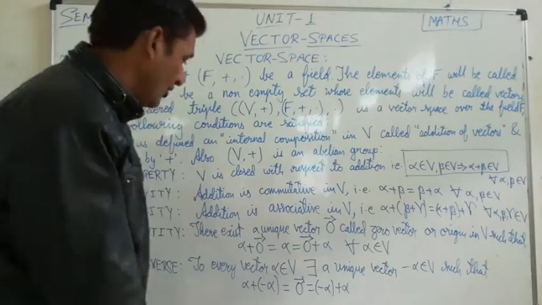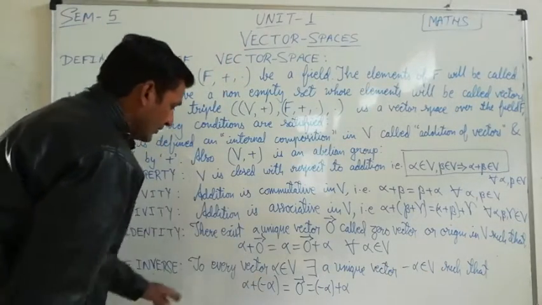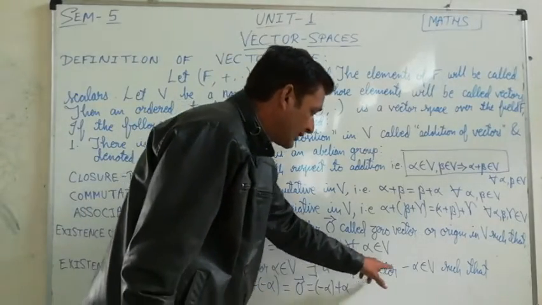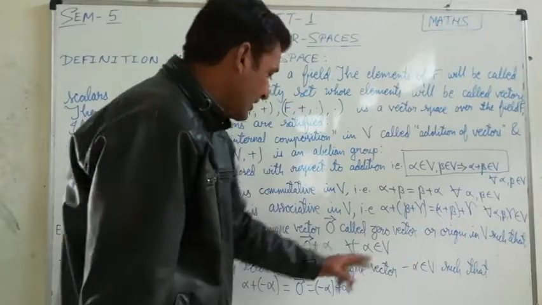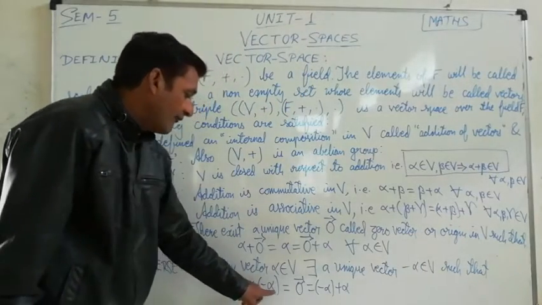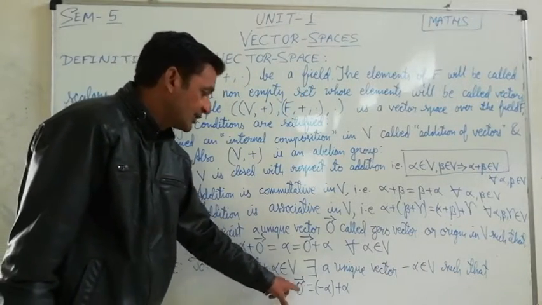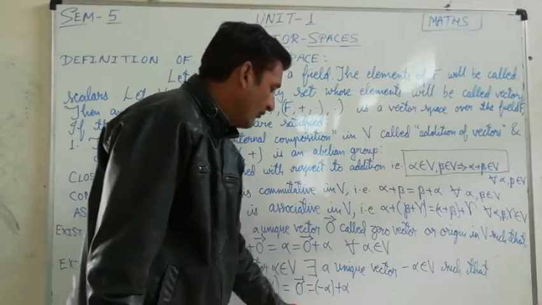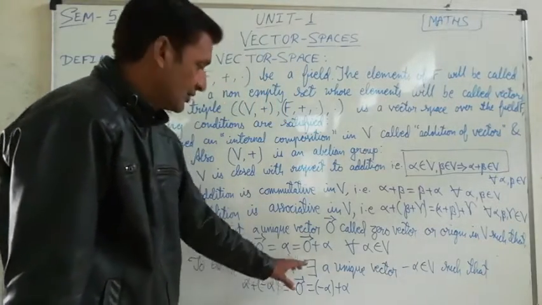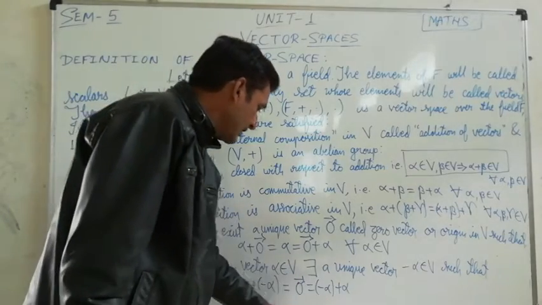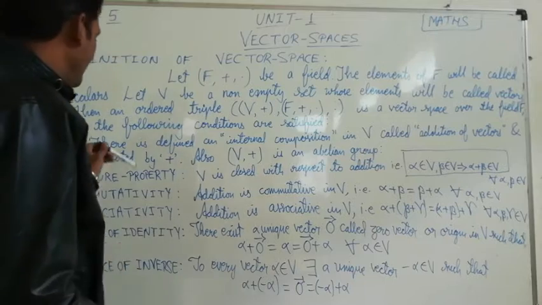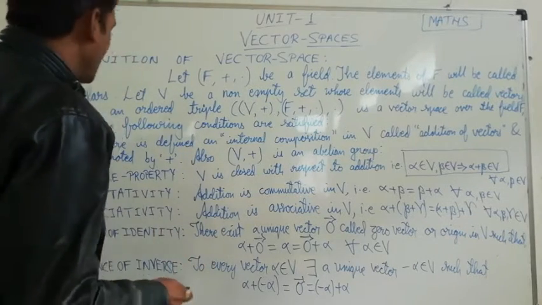is an element of V. For every vector alpha that is an element of V, there exists a unique vector minus alpha that is an element of V, such that if we add alpha with minus alpha, then we will get the 0 vector here, or if we add minus alpha with alpha, then also we will get the 0 vector. In both conditions, we will get the 0 vector here. So this is only the first point, which is defined as an internal composition.